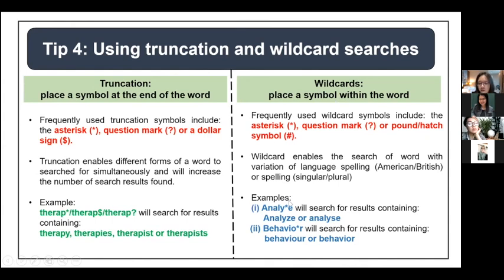So for the wildcards, you can put in the symbol, either asterisk, question mark, or this hashtag symbol. For example, if I want to use the keyword "analyze", I'm not sure whether I should use Z or S. So you can just put an asterisk between the Y and the E. In the end, you will get articles with the word analyze spelled with Z and also S.